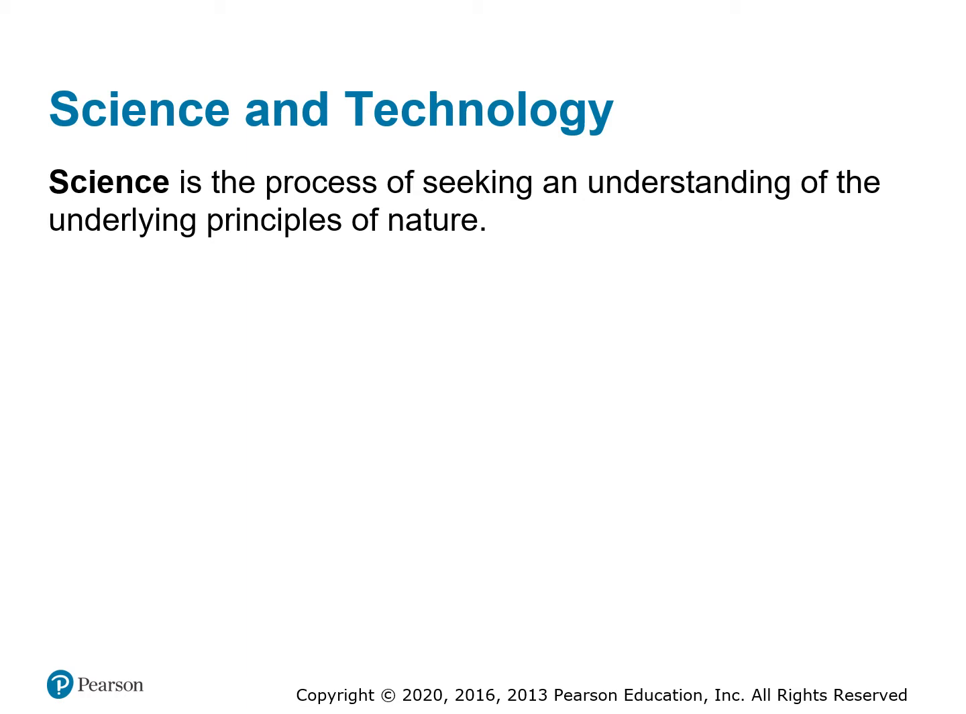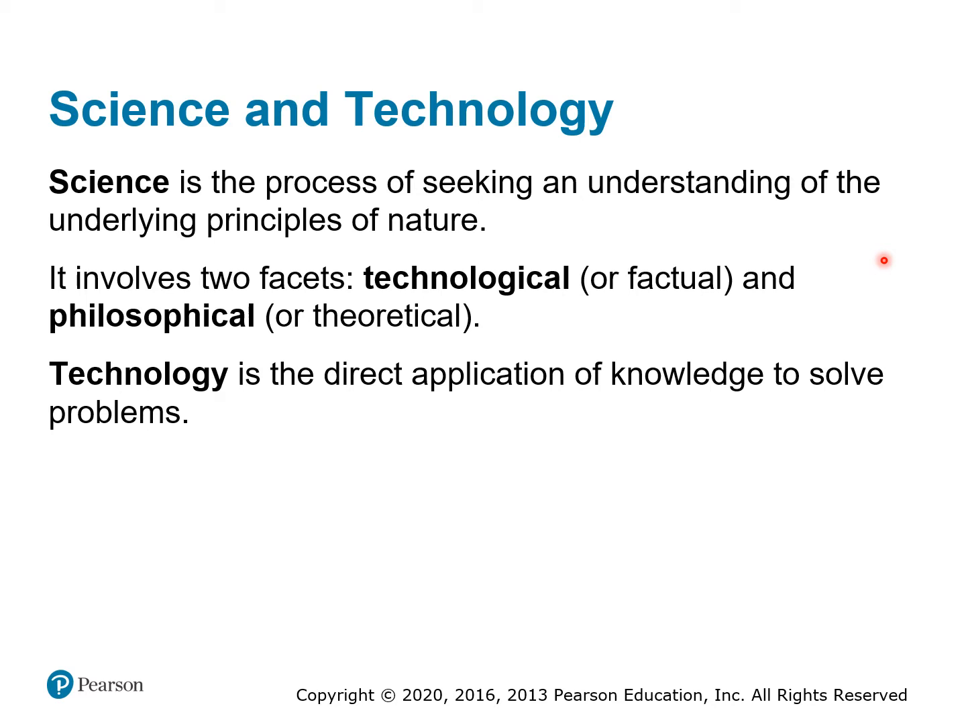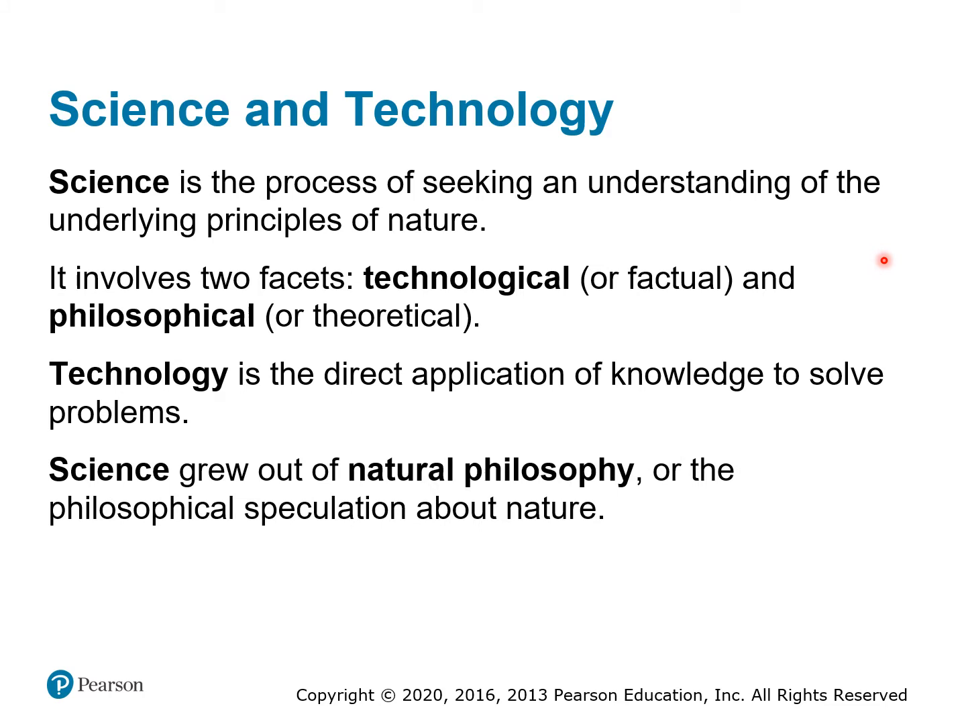So you know you are taking a chemistry class, and you know chemistry is a science, but what is science? Science is the process of seeking an understanding of the underlying principles of nature. When I talk about science and technology, the second term is technology. Science usually involves two interrelated facets. One is technological, which is factual, and the other part of science is philosophical, which is the theoretical aspect. Technology is where you see a direct application of the knowledge, and that leads you to solving problems. You get a solution out of it. And science grew out of natural philosophy, or the philosophical speculations about nature.